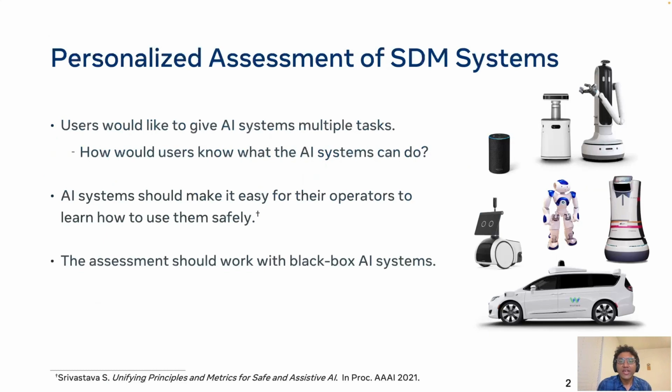Nowadays we see sequential decision making systems being used in a wide variety of settings where they are expected to work with users who are not experts in AI. Now, these users would want to give multiple tasks to these AI systems and they would want to know what these systems can or cannot do safely. Hence, these systems should make it easy for their users or operators to learn how to use them safely.